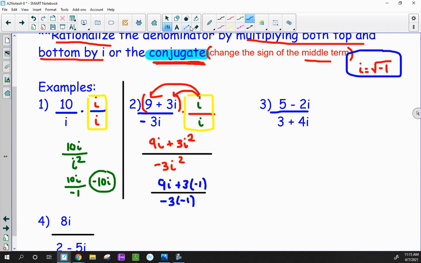Okay, back to the numerator. Notice how I'm doing one step at a time, and that way you're less likely to make a mistake. So you're going to drop your 9i down, and then 3 times negative 1 is negative 3. Denominator, negative 3 times negative 1 becomes positive 3.